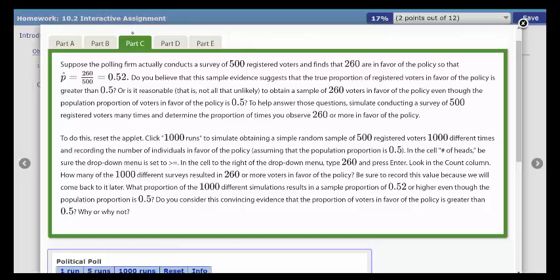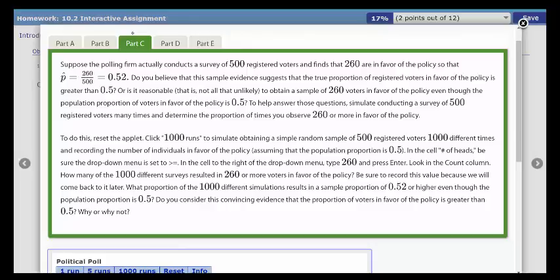Suppose that the polling firm actually conducts a survey of 500 registered voters and finds that 260 are in favor of the policy. So p hat is the sample proportion. How many said yes, that they favor the policy? It is 260 out of 500, which is 0.52.